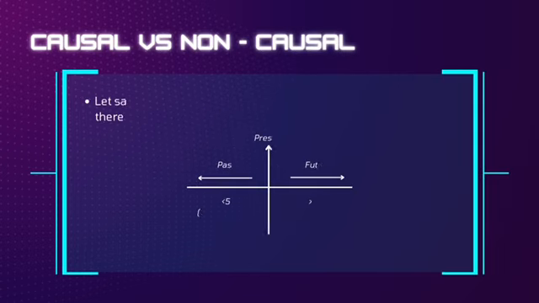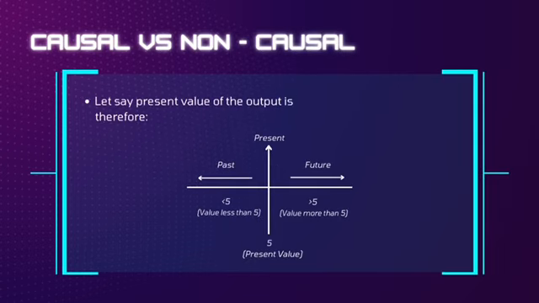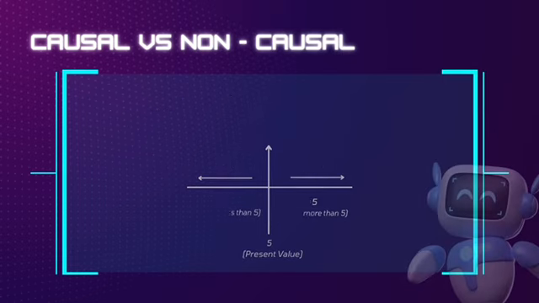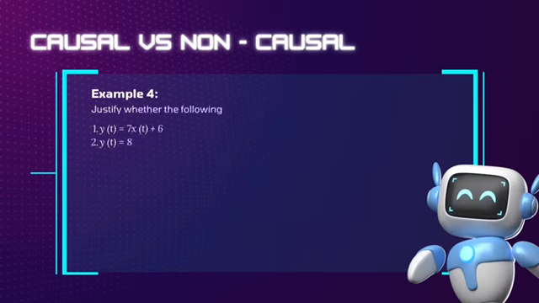A system is causal if its present output depends only on past and present inputs, meaning it does not rely on future values. In the diagram, we assume the present value of the output is 5. If past values are less than 5 and future values are greater than 5, this suggests a dependency on future inputs, making the system non-causal. Example 4. Justify whether the following system are causal or non-causal.